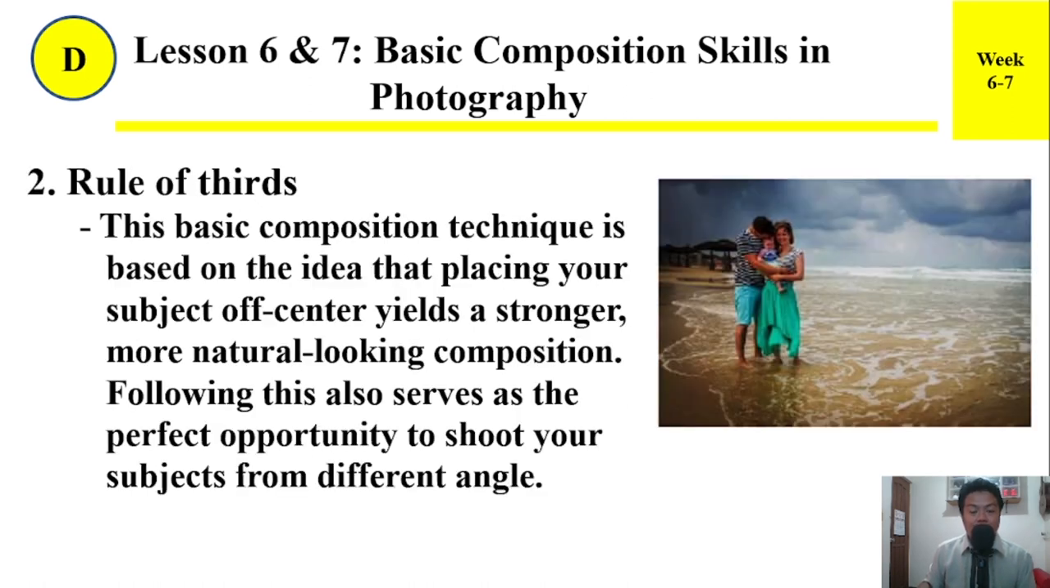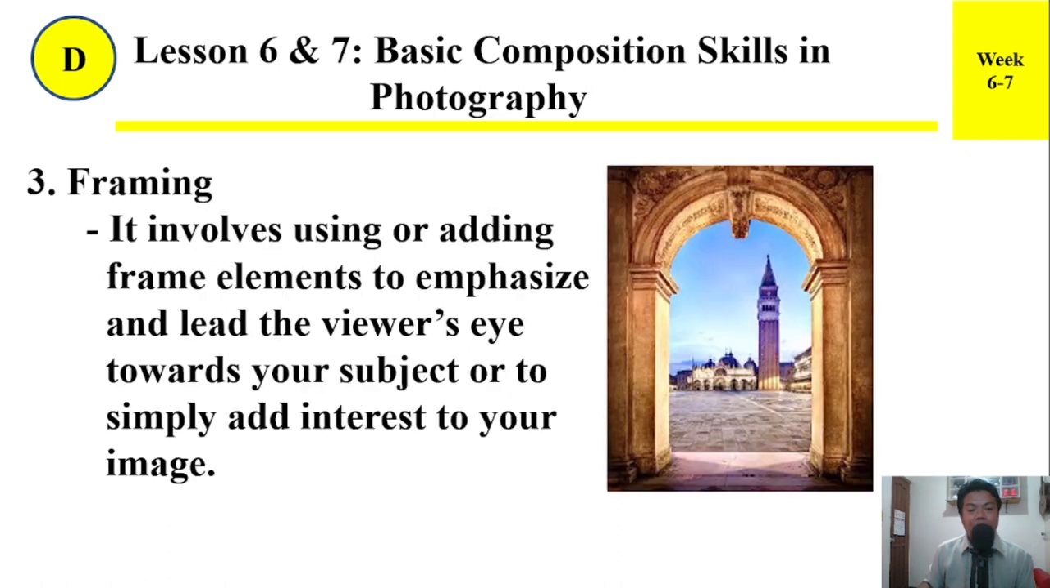Number 2. Rule of thirds. This basic composition technique is based on the idea that placing your subject off-center yields a stronger and more natural-looking composition. Following this also serves as the perfect opportunity to shoot your subject from different angles. Number 3. Framing. It involves using or adding frames or elements to emphasize and lead the viewer's eyes toward your subject, or to simplify or add interest to your image.